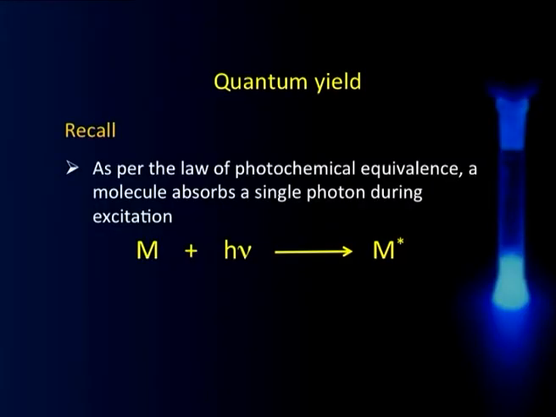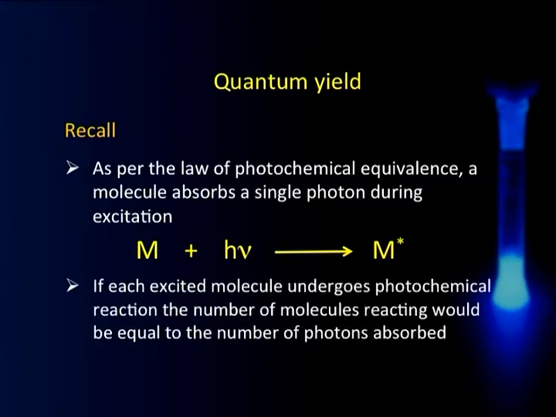In order to understand the meaning of quantum yield, let us go a little backwards and try to recall that as per the laws of photochemical equivalence, a molecule absorbs a single photon during excitation. That is what we learned in the first session. A molecule will absorb a photon and become excited. A given molecule will absorb only one single photon. That is very, very crucial. That is called the law of photochemical equivalence.